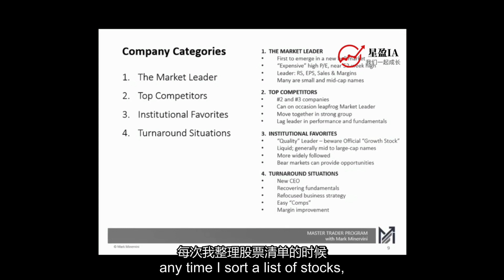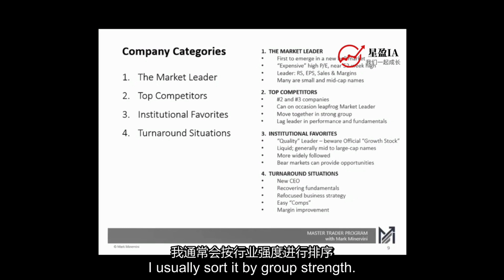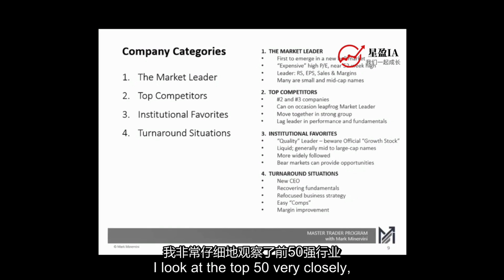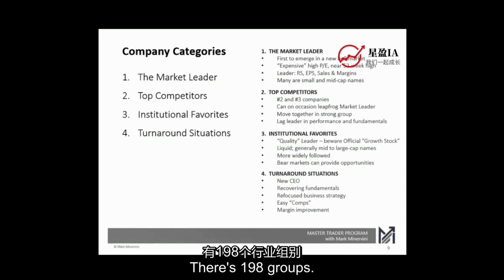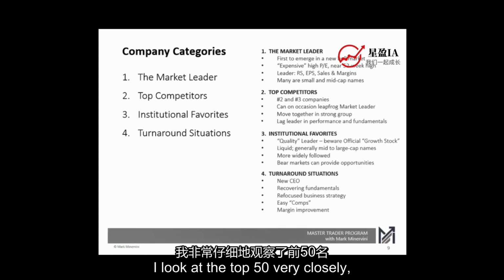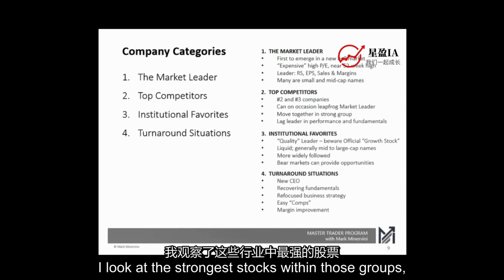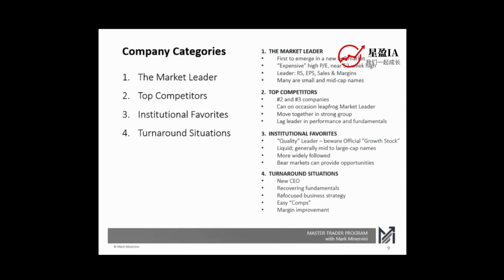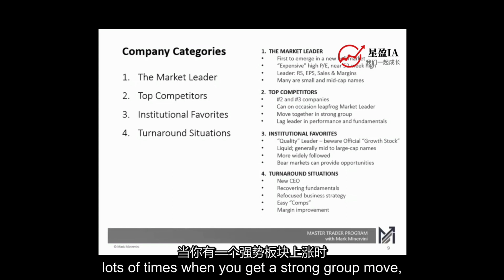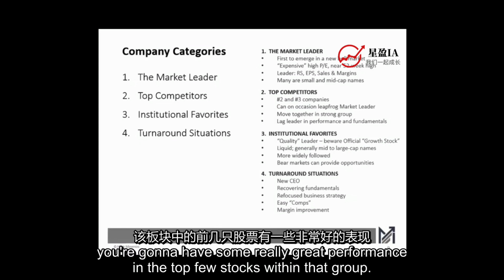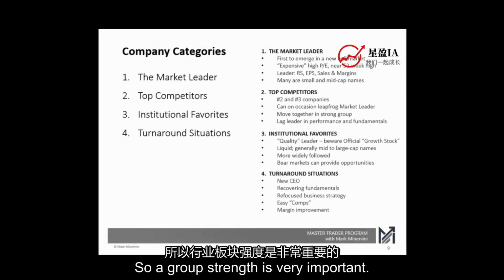Anytime I sort a list of stocks, I usually sort it by group strength. And so I'm always looking at the top. On MarketSmith there's 198 groups. I look at the top 50 very closely and see what are the strongest groups in those 50. And I look at the strongest stocks within those groups. As it says, lots of times when you get a strong group move, you're going to have some really great performance in the top few stocks within that group. So group strength is very, very important.